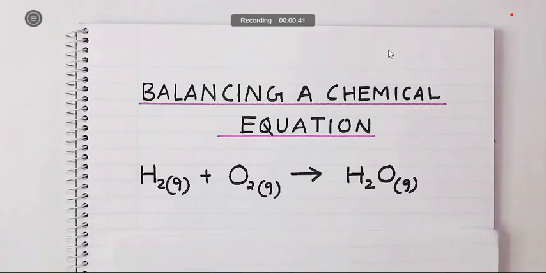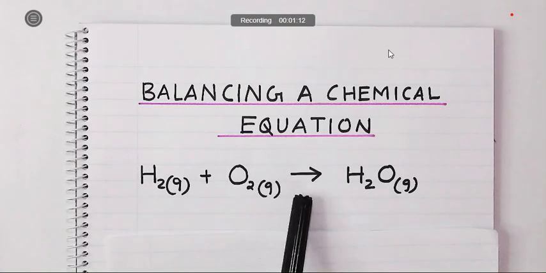You could see that hydrogen gas, H2(g), reacts with oxygen gas, O2(g). The product is water molecule, H2O, in gaseous state. This is one of the simple equations. This equation is unbalanced. We can easily check whether the equation is balanced or unbalanced by counting the number of atoms on either side of this arrow.